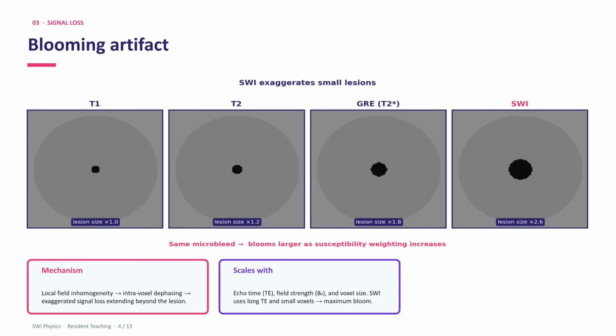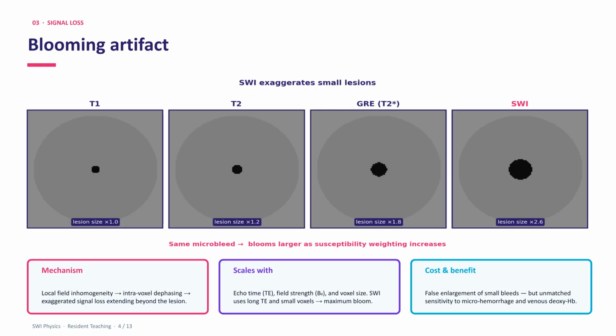The blooming artifact is exaggerated signal loss, extending beyond the lesion due to local field inhomogeneity and intravoxel dephasing. This effect is maximized in SWI using long echo times, high field strength, and small voxels. While it causes false enlargement of small bleeds, it provides unmatched sensitivity to microhemorrhage and venous deoxy-HB.